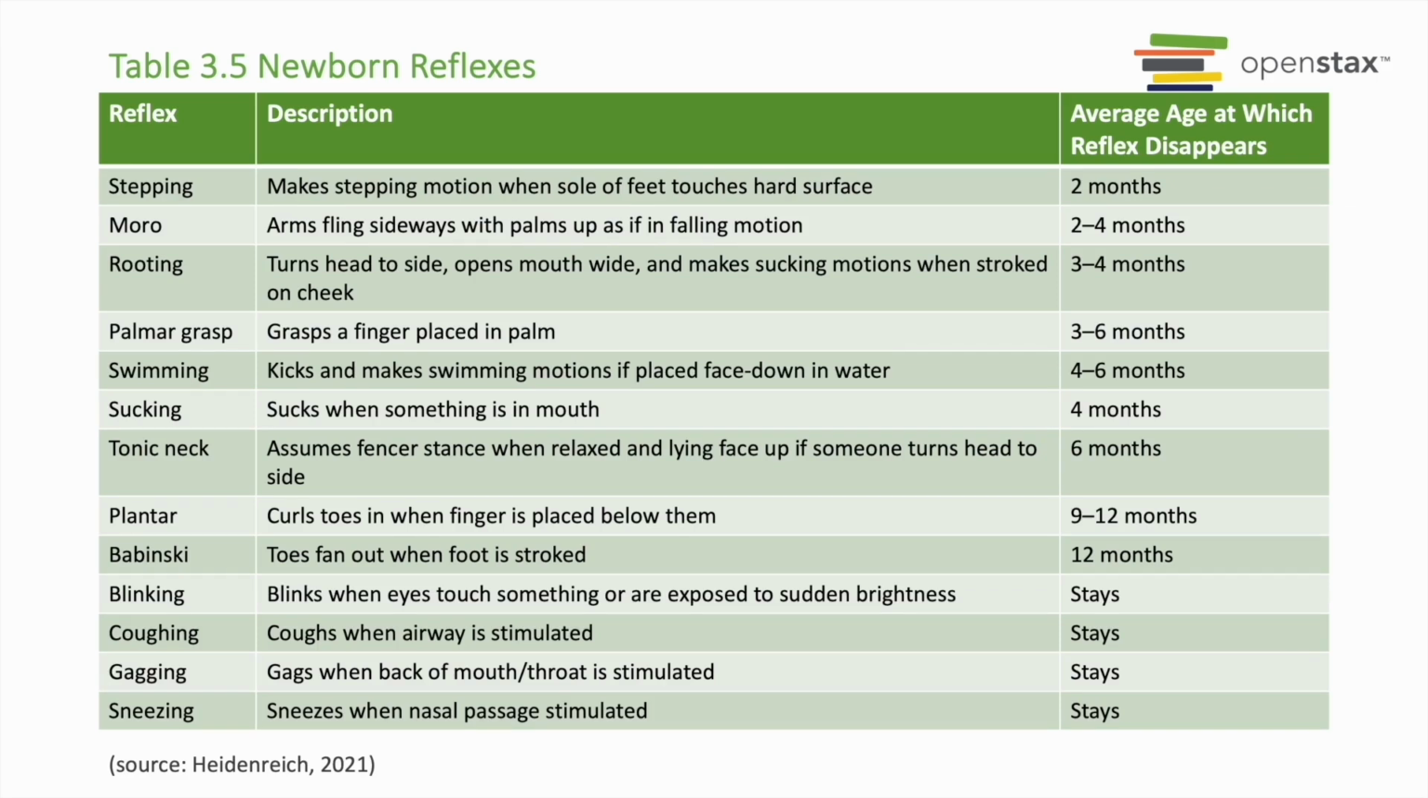Palmar grasp: grasps a finger placed in the palm, disappears between 3 to 6 months. Swimming: kicking and making swimming motions if placed face down in water, 4 to 6 months. Sucking: sucks when something is in the mouth, which tends to disappear at 4 months. Tonic neck: assumes a fencer stance when relaxed and lying face up if someone turns the head to the side, disappears at 6 months. Plantar: curls toes in when a finger is placed below them, disappears around 9 to 12 months. Babinski: toes fan out when the foot is stroked, disappears at 12 months. But things like blinking, coughing, gagging, and sneezing, those all stay.